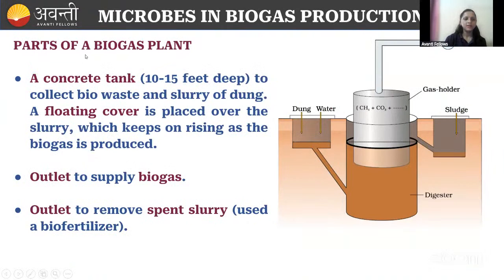So let us see here how this biogas plant will look. Obviously, at the backside of the kitchen, if they have the space, they will use this biogas plant. What they will do is make a digester tank inside. That is a concrete tank, consisting of 10 to 15 feet depth. That should be deep in the soil, up to 10 to 15 feet. And that is concreted, means cemented.